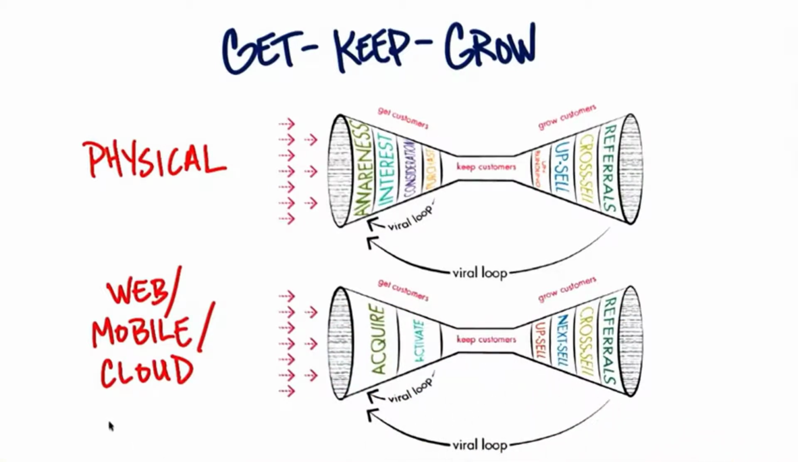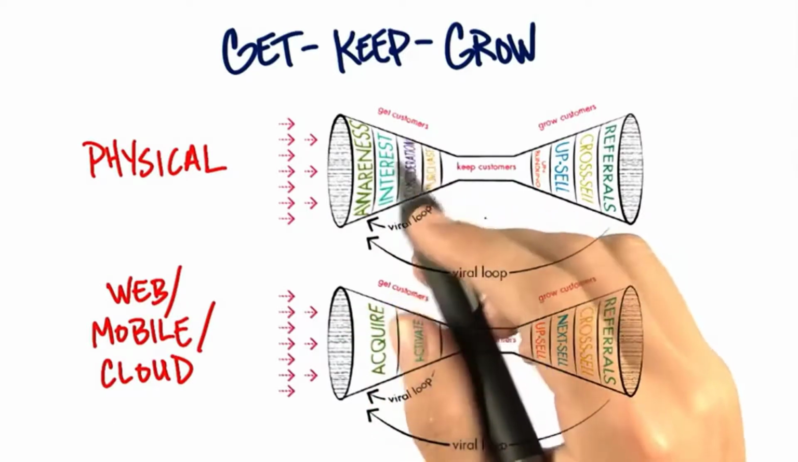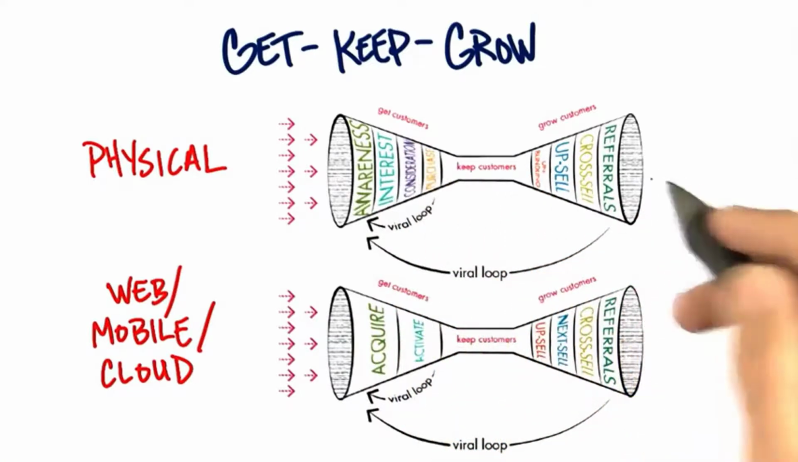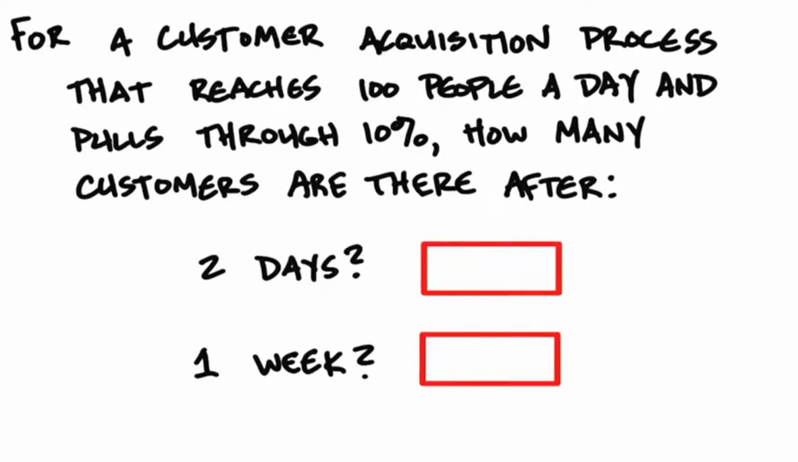And remember, these are just visual representations of a process. The world doesn't actually look like this, but when you get good enough at this, you tend to look at your process literally as a funnel lying on its side, and you tend to think about how do we efficiently get payers or users into the funnel and all the way through. Let's take a look at a customer acquisition process that reaches 100 people a day and activates 10%. How many customers will you have after 2 days, and how many will you have after a week?